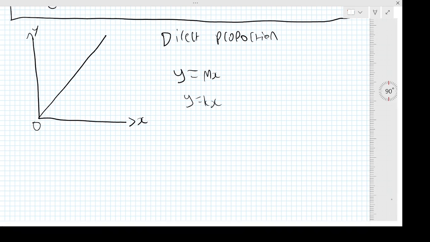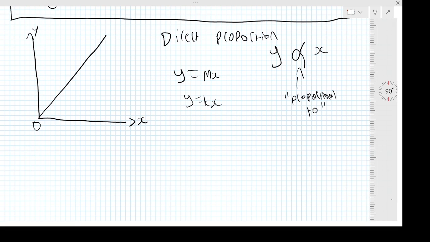Okay, and direct proportion means that the variable y we say is, I want to see if I can draw this properly, y is, and it's this weird sort of fish-like symbol. I'm probably not drawing it the best, but this means proportional to. And we say y is proportional to x, okay?